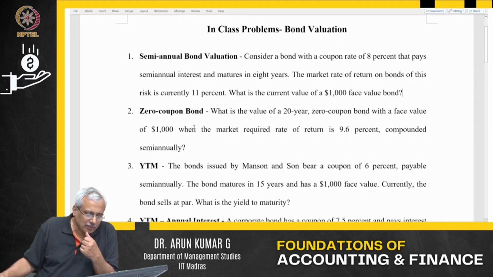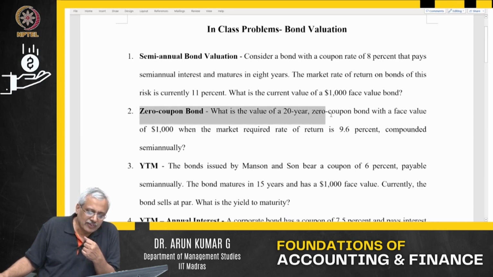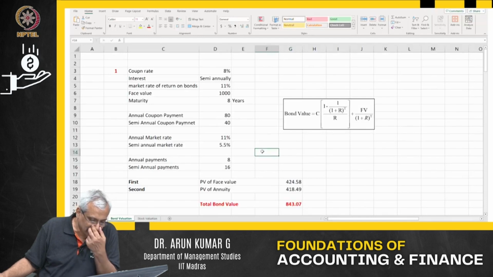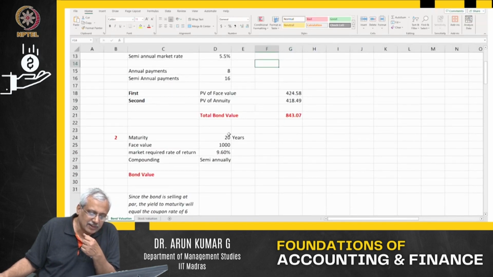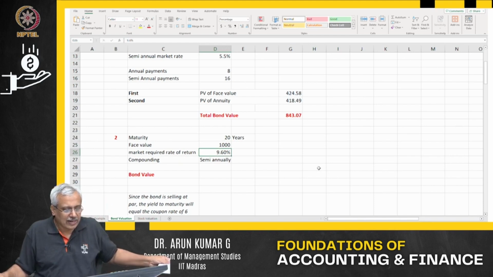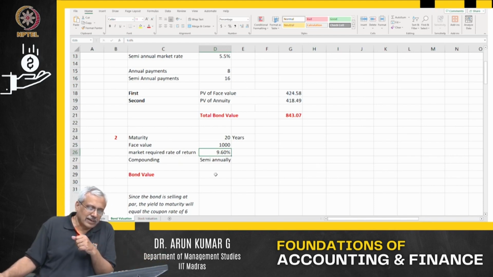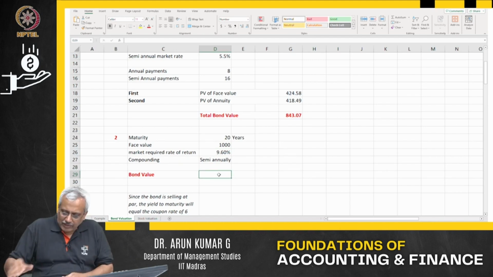Go to the second problem. The second problem is a zero coupon bond. What is the value of a 20-year zero coupon bond with a face value of 1000 when the market required rate of return is 9.6% compounded semi-annually? Again, I am taking all these as compounded semi-annually in this case. Maturity is 20 years. Face value is 1000. Market required rate of return is 9.6% and compounding is semi-annual. Let us look at the bond value.